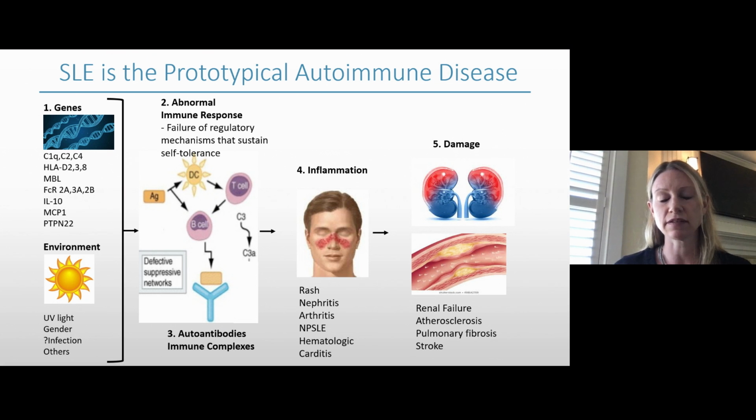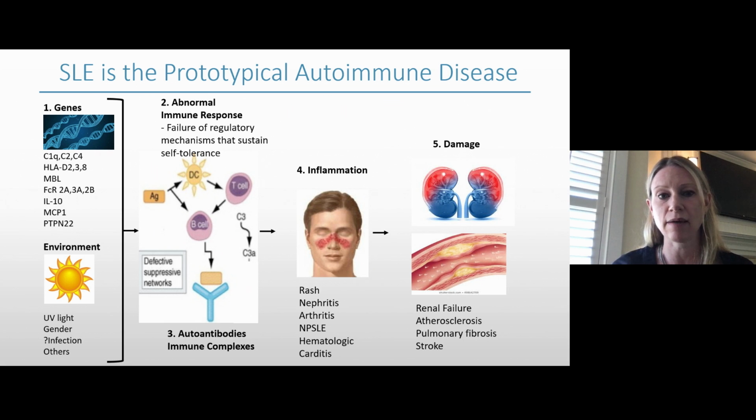So briefly, let's talk a bit about what is lupus. Lupus is a prototypical autoimmune disease. We know that genes play a role, and certain genes confer increased risk of developing lupus, particularly complement variants, as well as certain HLA variants. We know environment plays a role, particularly UV light, gender, infections, and other parts of the environment as well.